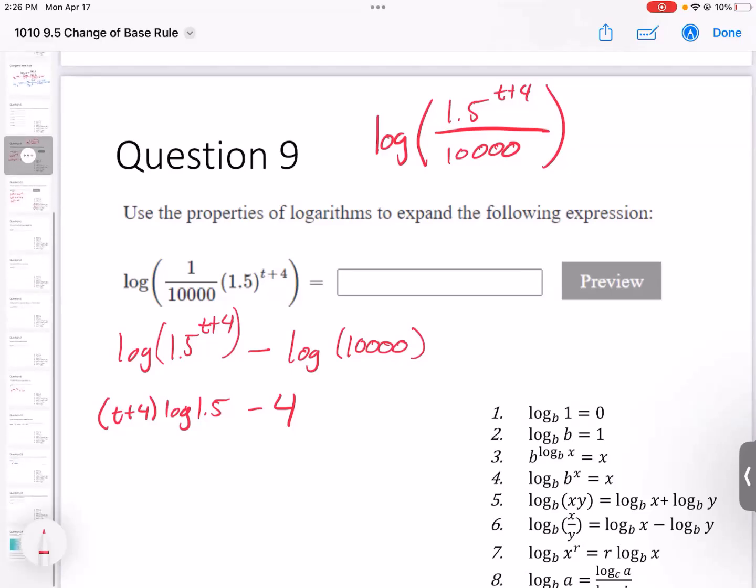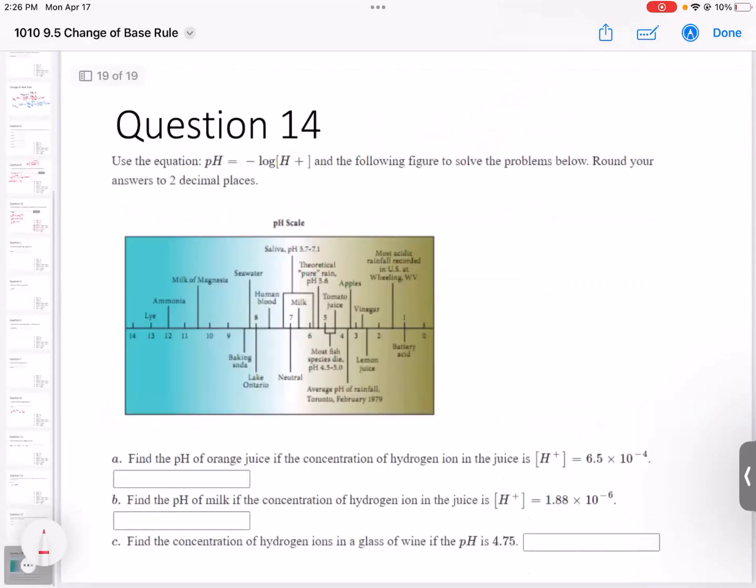Okay, the last question I want to go over is question 14. So this is another practical application of logs. We talked about how you can measure the magnitude of an earthquake with logarithms, like that's one of the things we use. But we also use it to measure pH, which determines how acidic or alkaline something is.